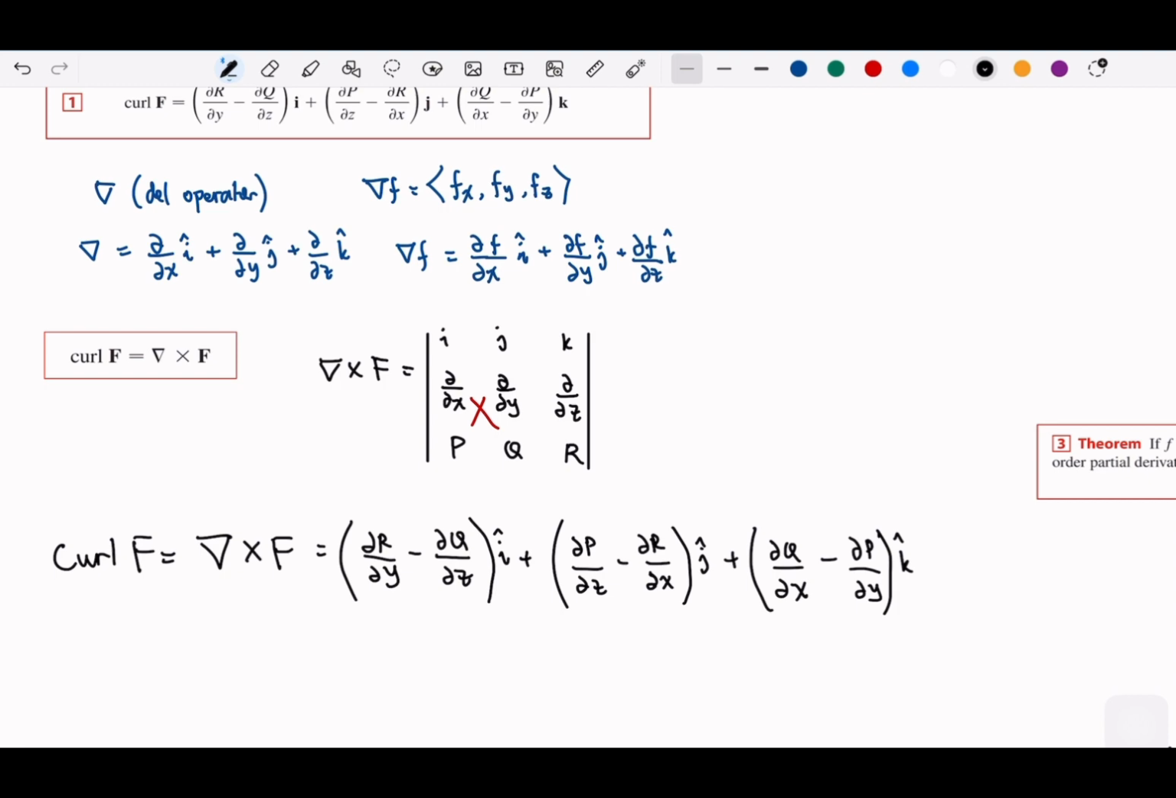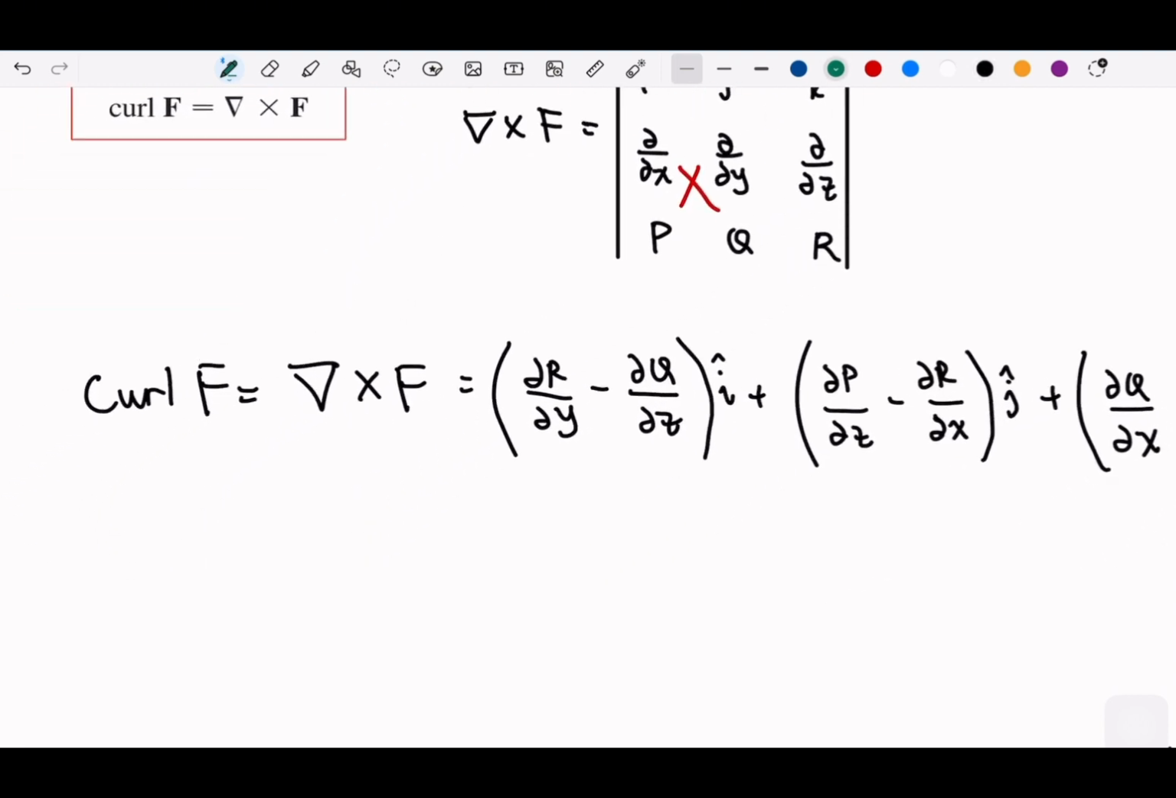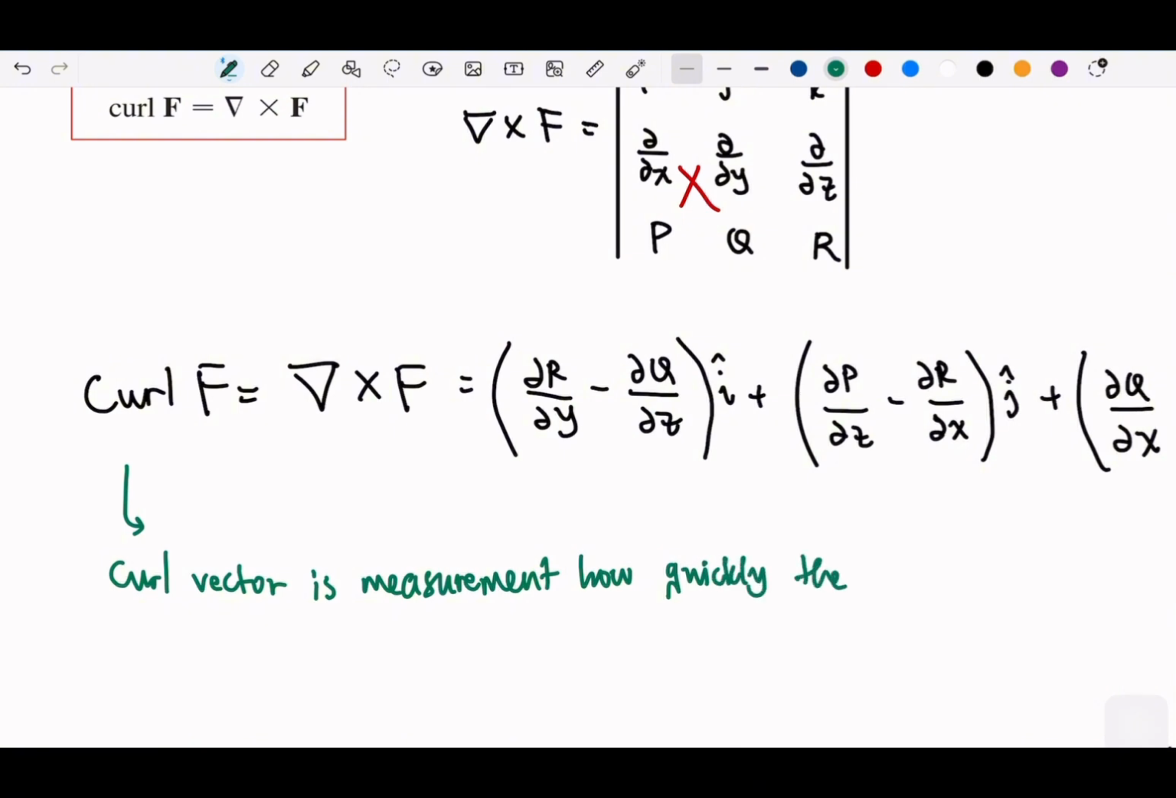So it's actually, let me just write, although maybe not in detail, that the curl vector is a measurement of how quickly, suppose you have some particles in the vector field, move around the axis.